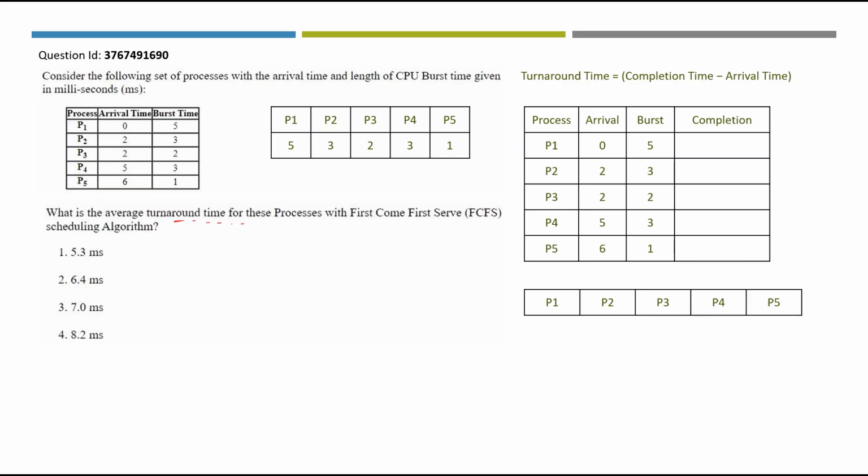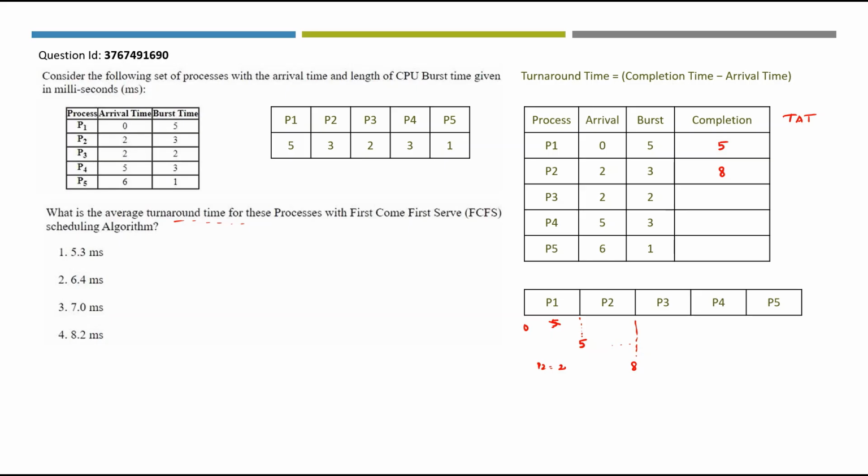What is turnaround time? It is completion time minus arrival time. We have to know the completion time in order to calculate the turnaround time. At time 0, P1 is entering. It is executing for 5 milliseconds. What is the completion time? It is 5. P2 actually arrived at 2, but till 5 it didn't get the CPU. So from 5 it has to run for a burst time of 3. This will run up to 8. The completion time of P2 will be 8.